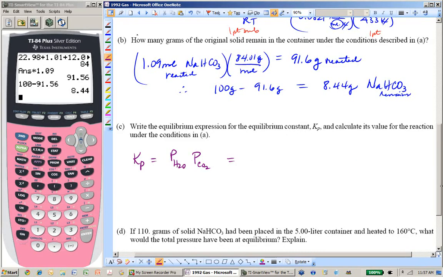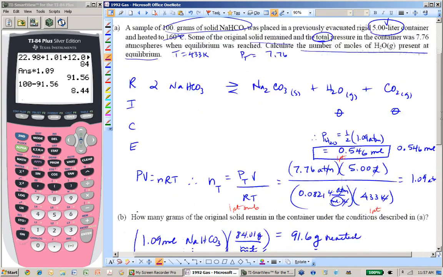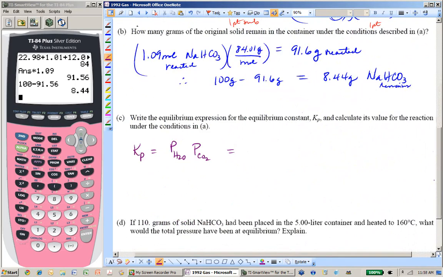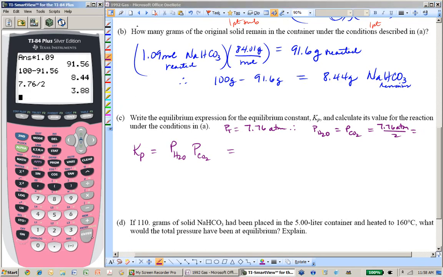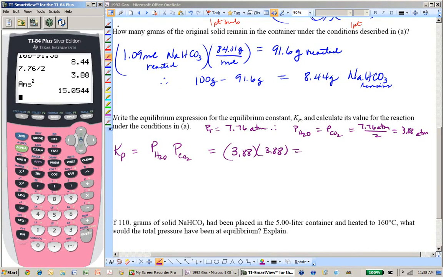All right, which was equal to, where'd it go? What was my atmospheres? Oh, I don't have the atmospheres, but I do have pressure total. And pressure total is just the sum of the parts. So each one of them, pressure total was given as 7.76 atmospheres. Therefore, the pressure of the H2O is equal to the pressure of the CO2 is equal to 7.76 atmospheres divided by 2. Gives me 3.88. So that is 3.88 times 3.88, which equals that number squared. 15.05, 15.1.